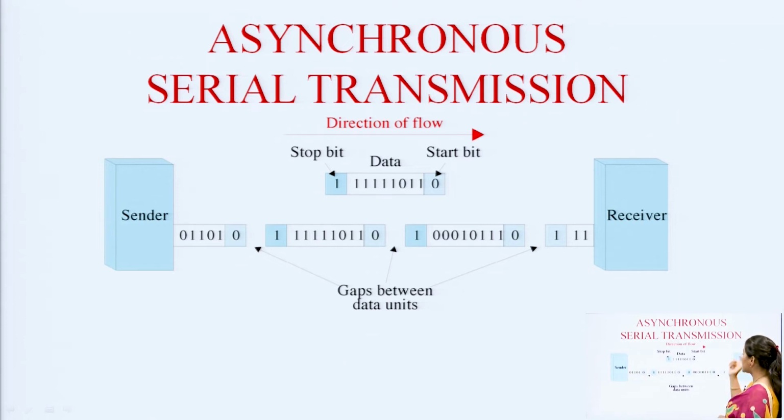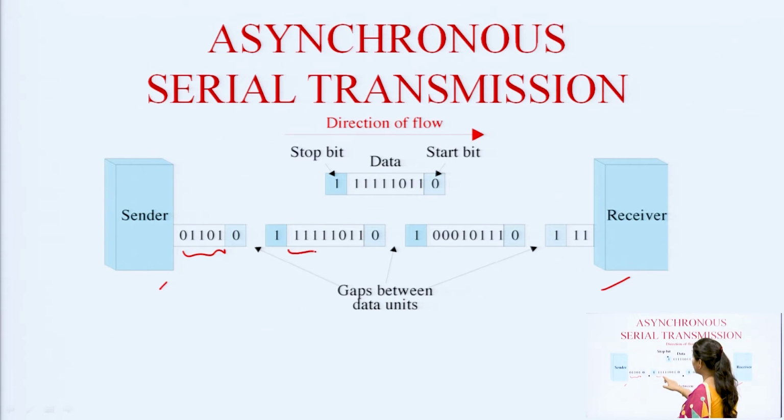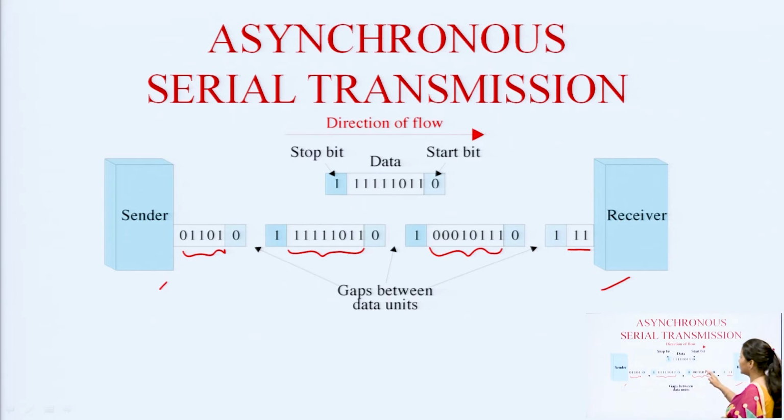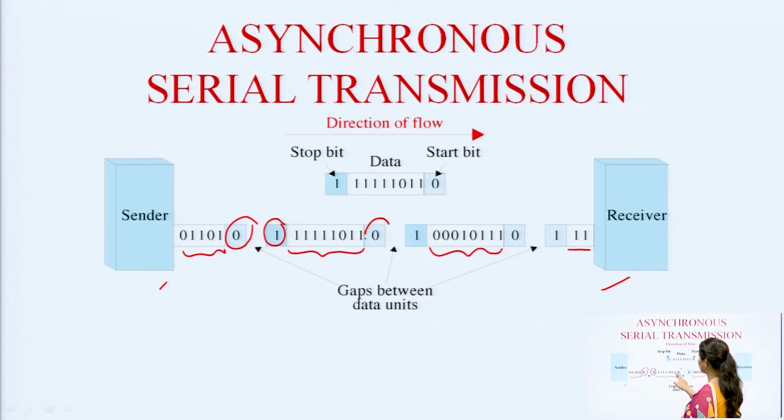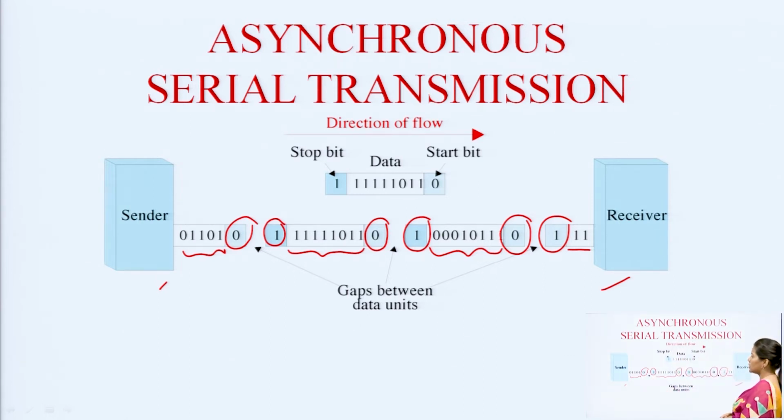Now, this figure is showing asynchronous serial transmission in the perfect way. There is the sender, there is the receiver, these are the data bytes in white background, and in the light blue background, these are the start and stop bits. So, obviously, the start bit is 0 and stop bit is 1. So, this is the complete frame which is being sent in case of asynchronous data transmission.